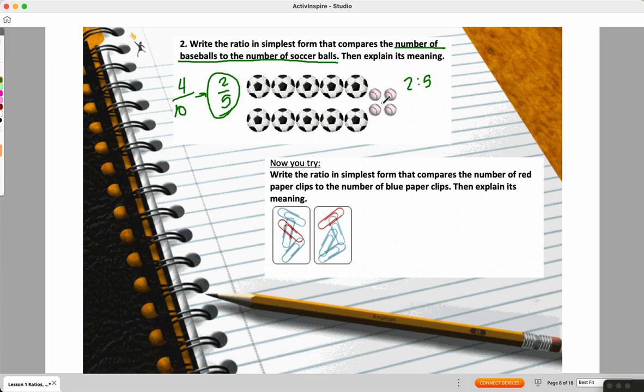Go ahead and pause the video and see if you get the idea of the ratio of red paper clips to blue paper clips.